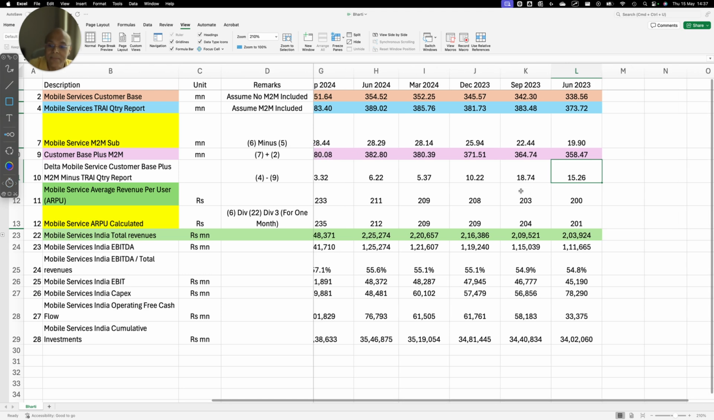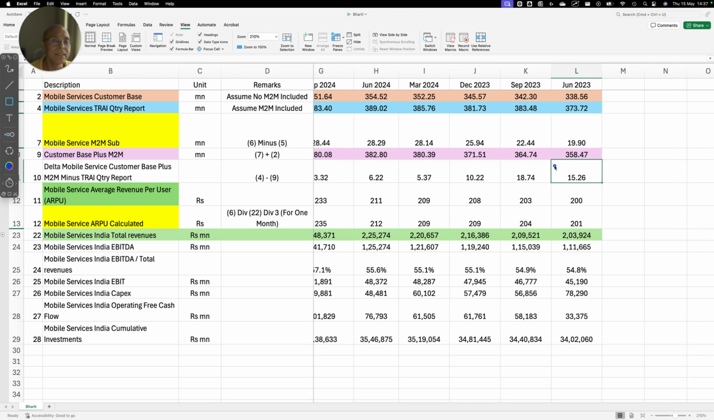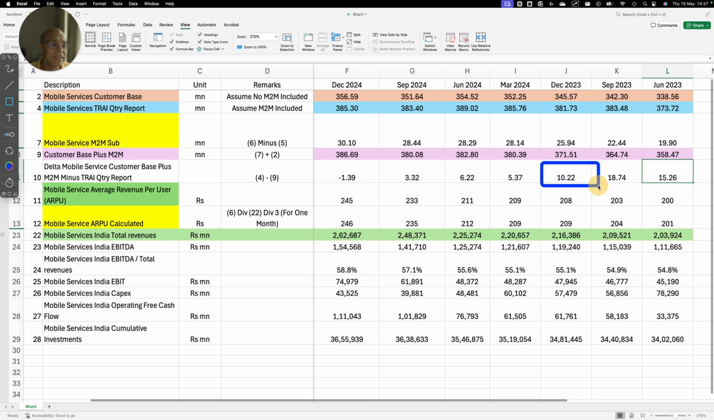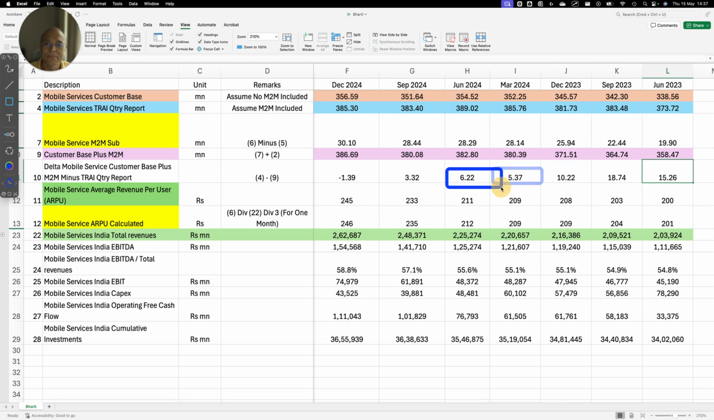Now you will notice a very strange situation here. This number is heavily positive, 15.26. Why? Possibly that in the TRAI number, there are dummy subscribers. And those dummy subscribers have been netted out when Airtel is reporting the 338.56 number, right? So it is quite natural. And Vodafone also, you will find this number is very positive. But as you go forward in time, you'll see that this is tapering down, right? So maybe the dummy subscribers are evaporating from their network, right?